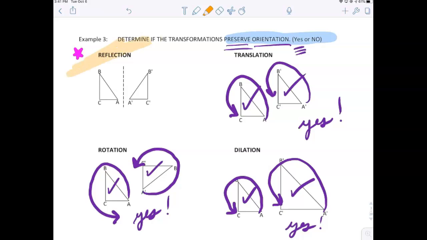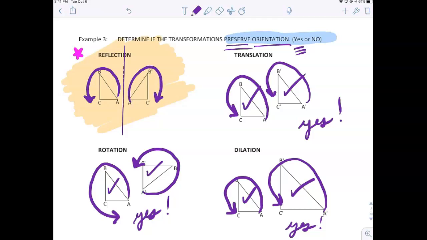But this one, reflection, because it's a mirror image, and I went A, B, C counterclockwise, after you reflected it over this line, and I go A to B to C, it's now clockwise. So this one, orientation does not get preserved, does not get kept. Reflection is the only transformation where orientation is not preserved.